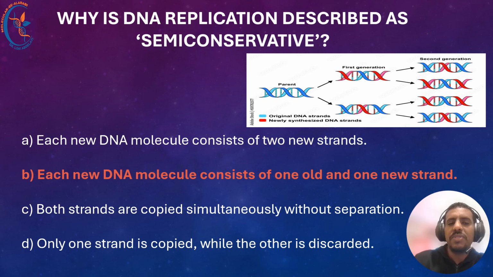Actually, in semi-conservative replication, each daughter DNA molecule consists of one parental strand and one newly synthesized strand. Okay? This is why DNA replication is referred to as semi-conservative. So the correct answer is each new DNA molecule consists of one old and one new strand. All right? Let's move on.